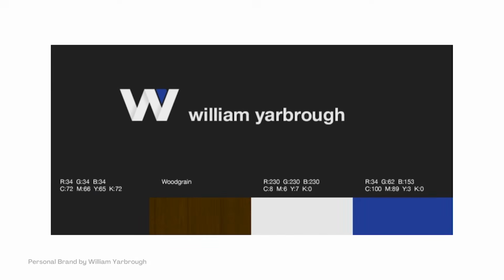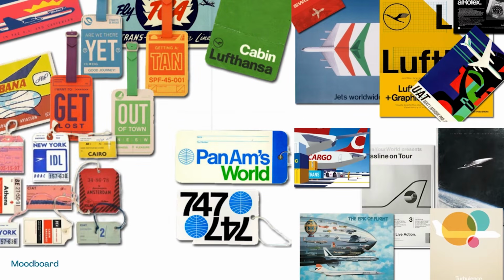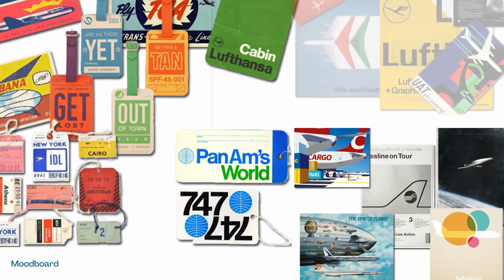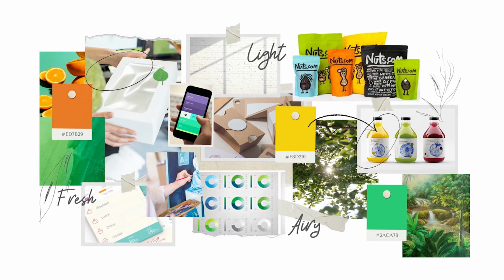When William Yarbrough started a personal branding project, he wanted to replicate the style of the golden age of air travel in the 1950s and 60s. So, he found original materials from the era, like postcards and luggage tags, which offer great ideas for typography and color pairings. This mood board is for a user interface project, but working off a fresh, light, airy visual direction, it draws from a wide variety of sources for inspiration, from food packaging to fine art.